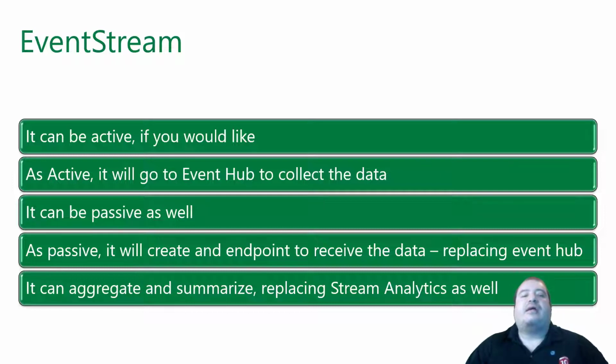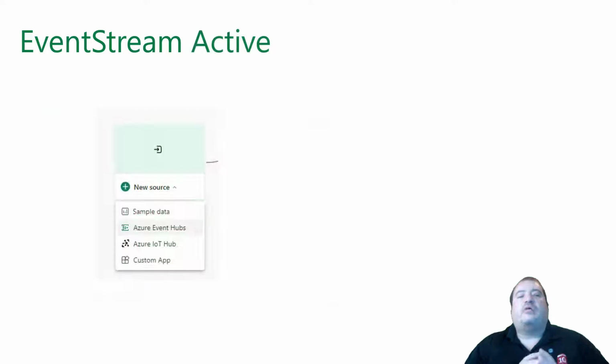Then it can aggregate and summarize, replacing Stream Analytics as well. After receiving the data, either in an active or passive way, it can aggregate and summarize, replacing Stream Analytics. EventStream acting as an active tool: the secret is the source we choose.